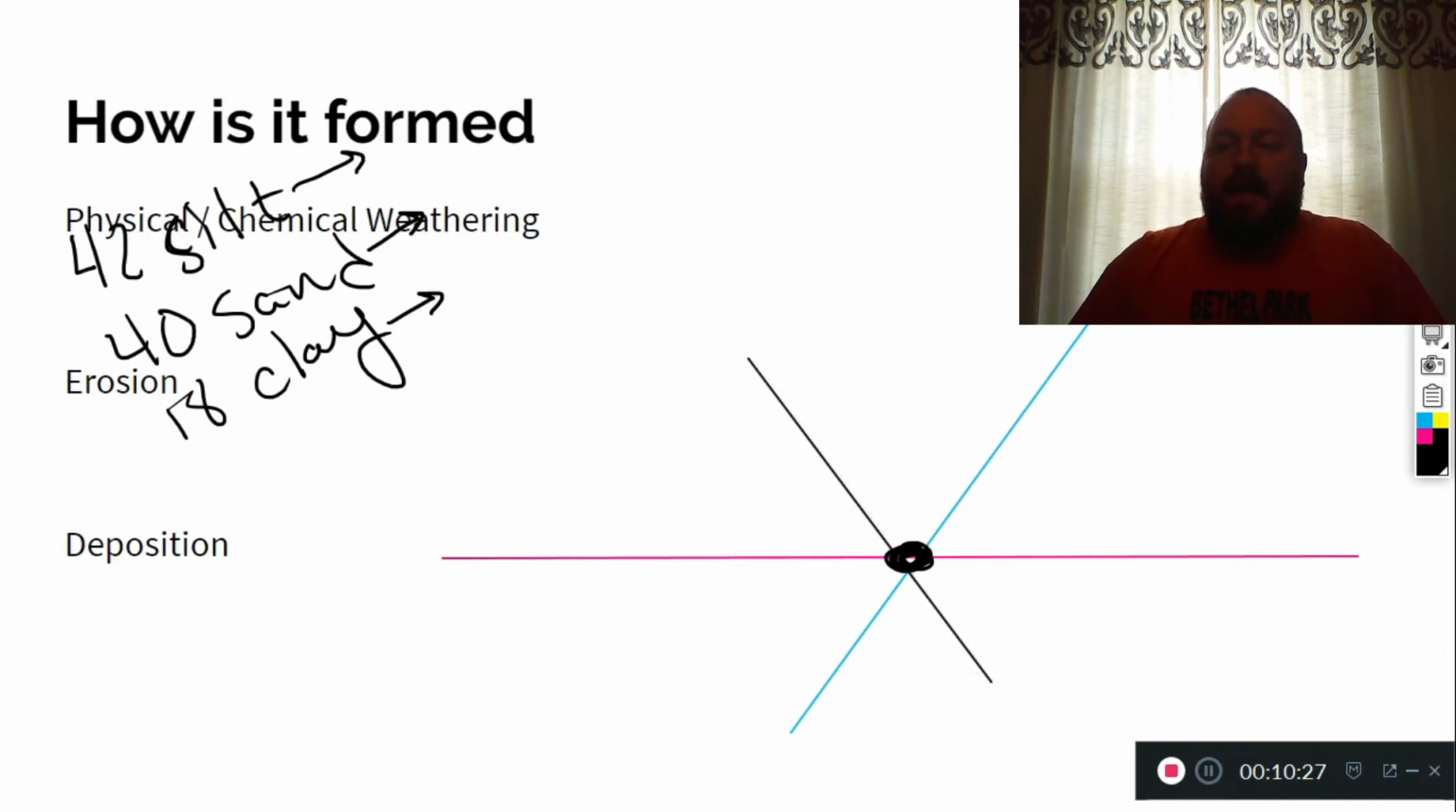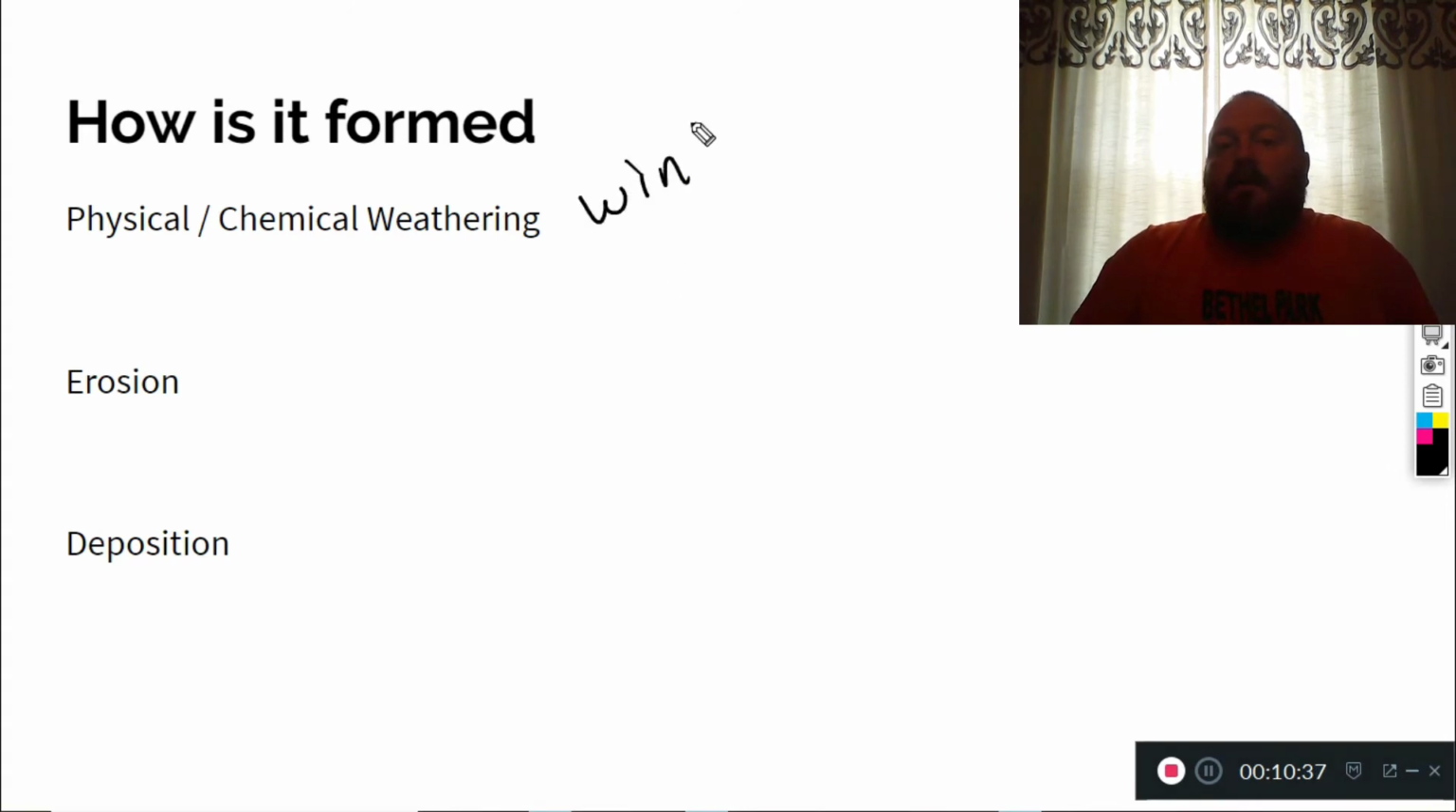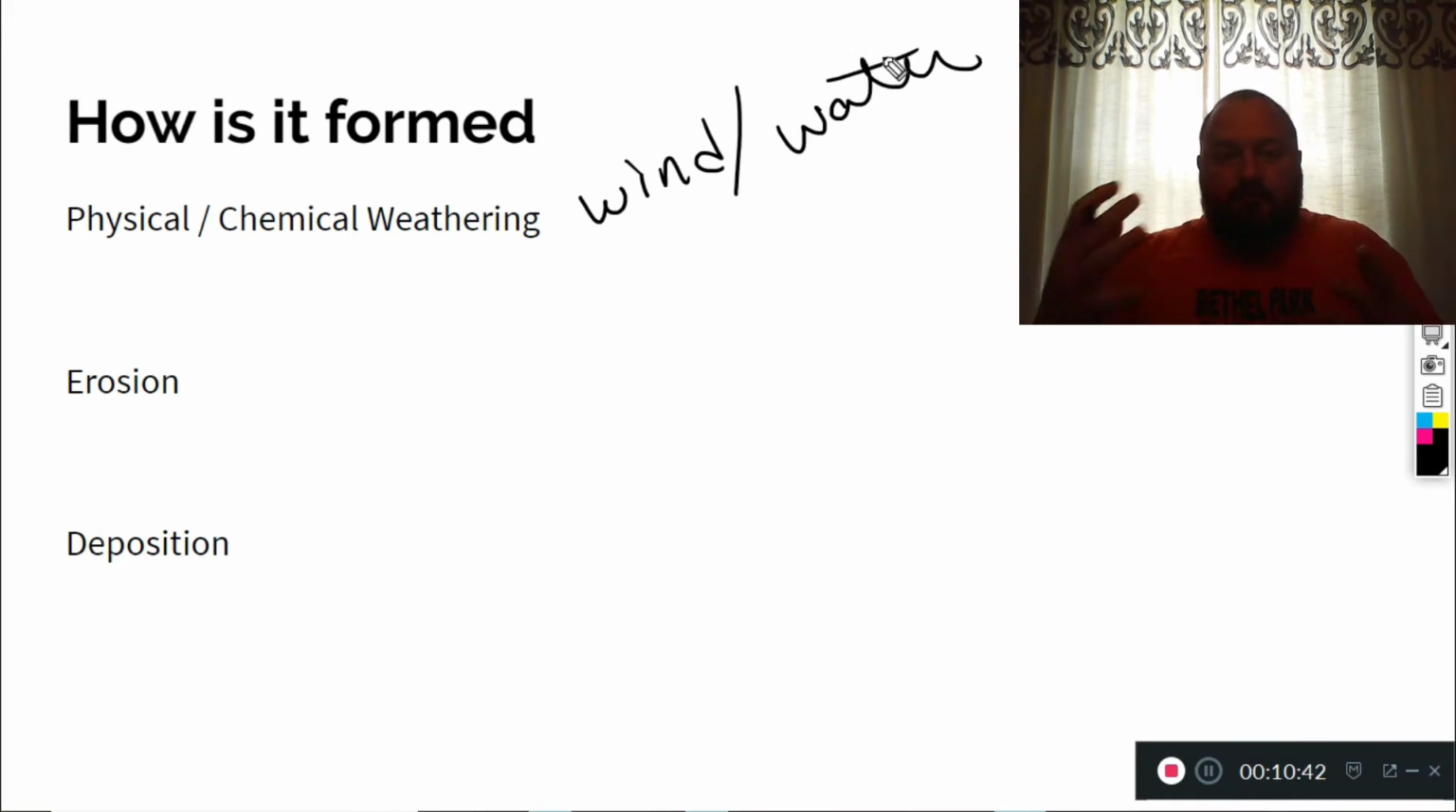So when we look at soil itself, how's it formed? It's formed through a couple different processes. The first thing that needs to happen is a physical and chemical weathering. Physical weathering is done by wind and water. It's where the rock starts to chip and break away. It's releasing minerals out of that big piece of rock. With chemical weathering, this is where it's done by acid.